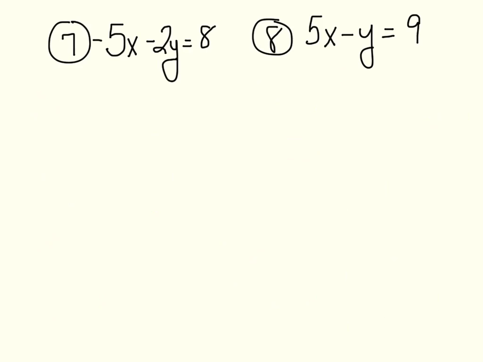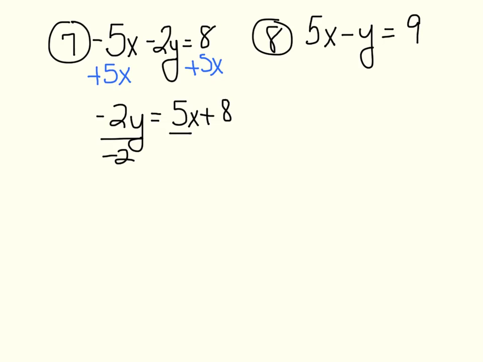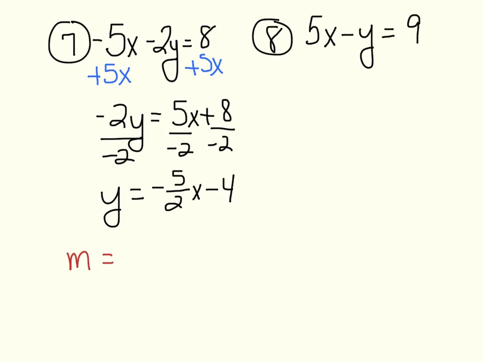Here are 2 more examples. I want you to do them yourself. Do them yourself, pause the video, and then come back to see if you did them right. All right, number 7. I'm going to move the minus 5x by adding 5x to both sides. That gives me negative 2y equals 5x plus 8. I now divide everything by negative 2. That gives me y equals negative 5/2 x minus 4, because 8 divided by negative 2 is negative 4. My m would be negative 5/2. My b would be negative 4.